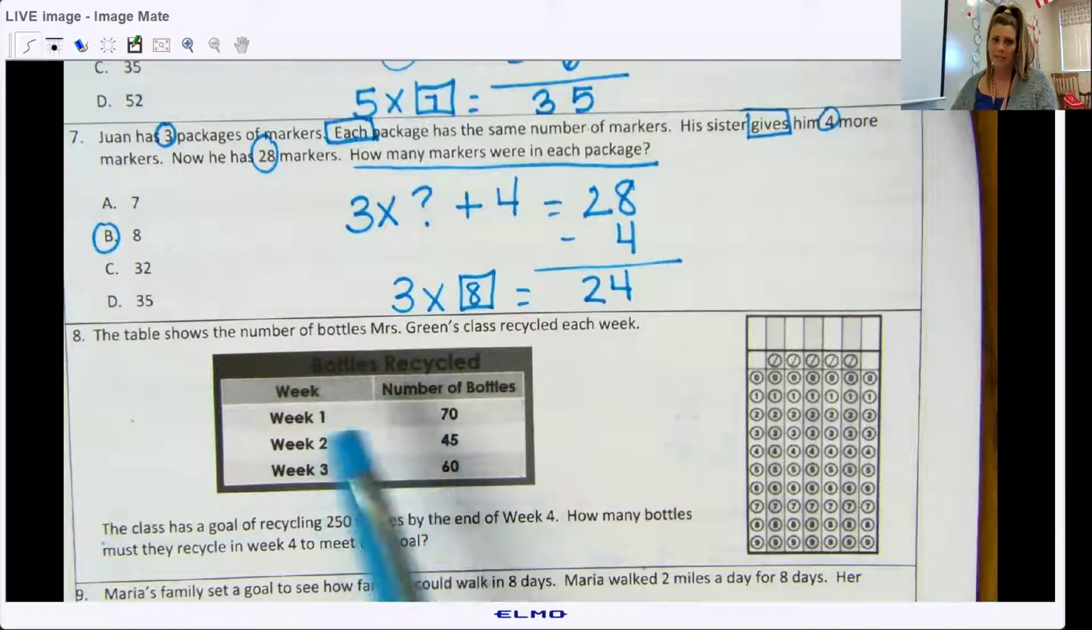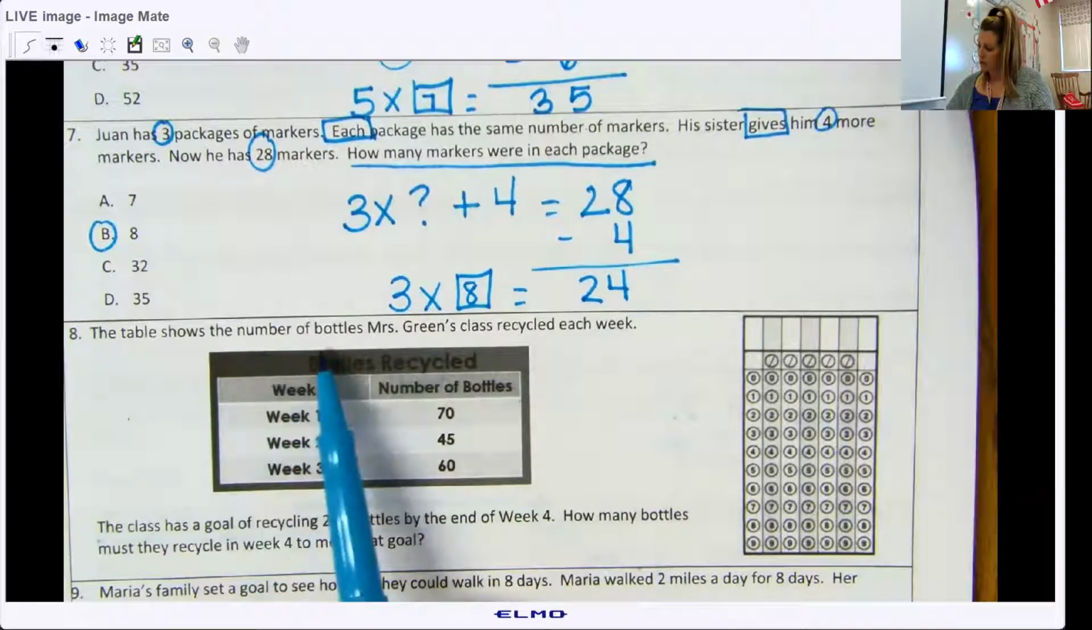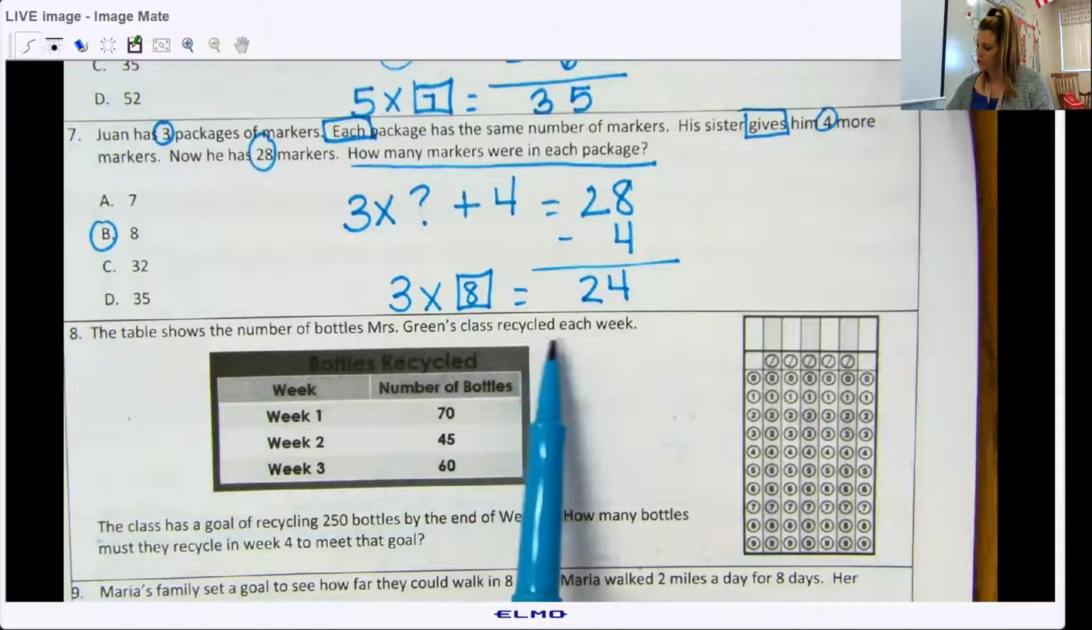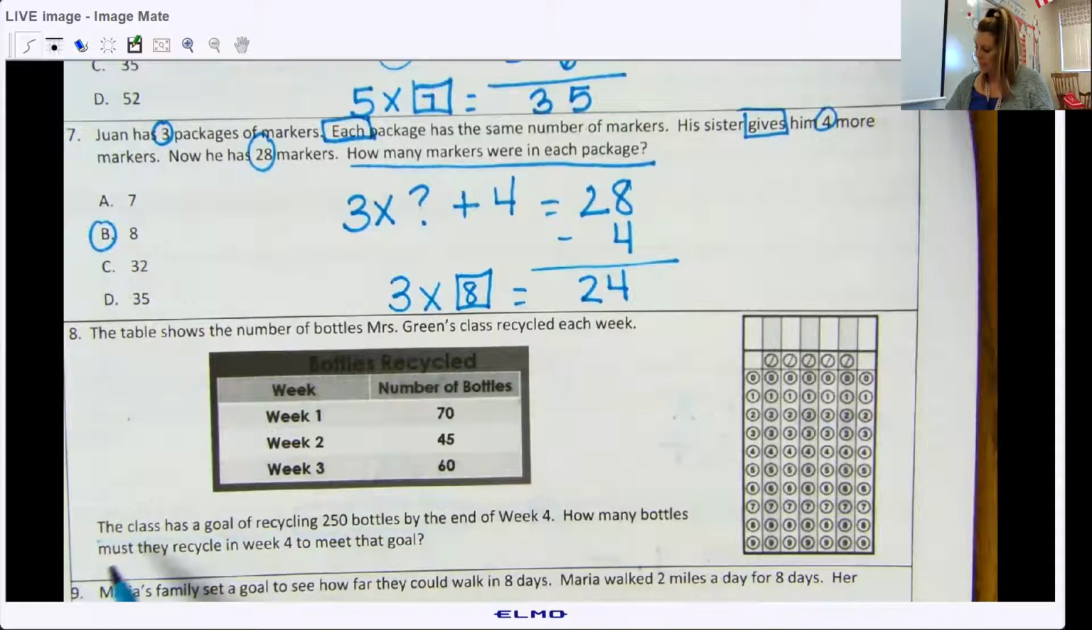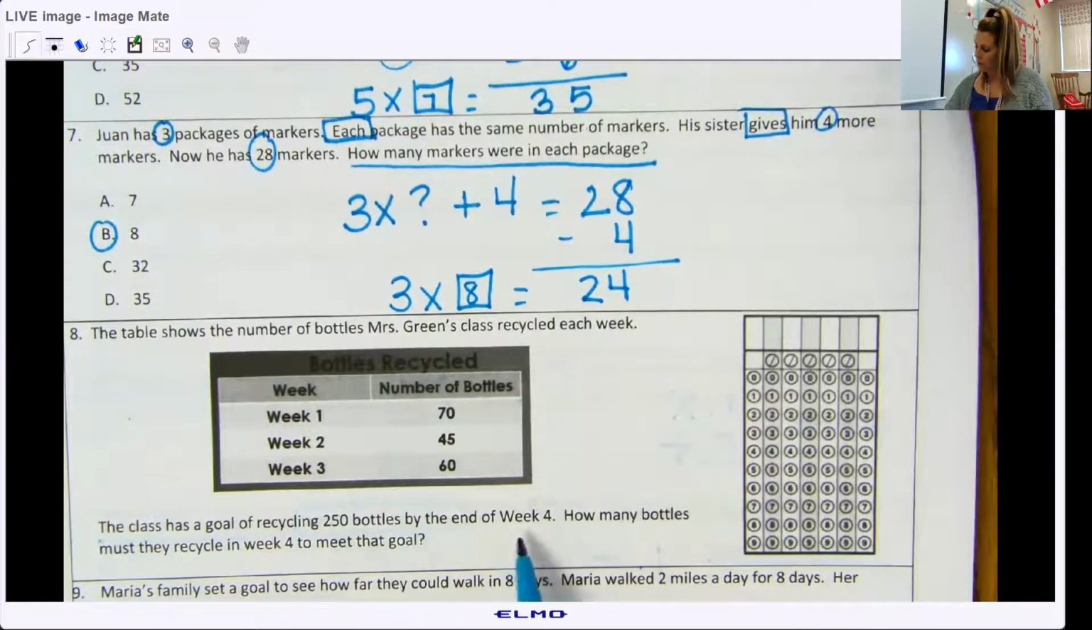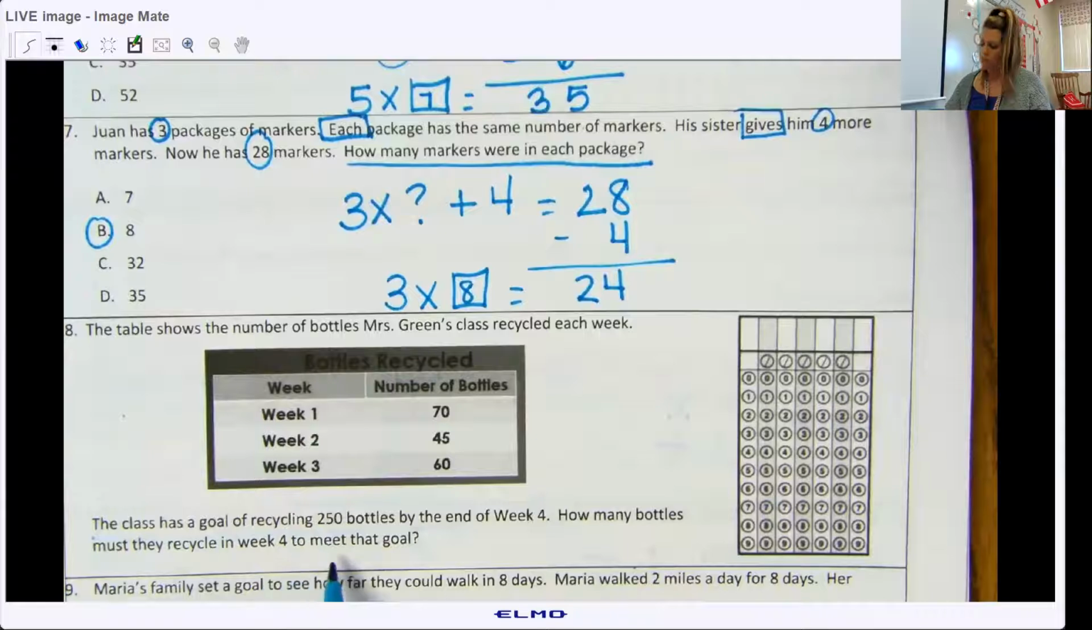Very important. We're paying attention to all the information on the chart, okay? The table shows the number of bottles Mrs. Green's class recycled each week. Okay, so we've got our weeks, we've got our bottles. The class has a goal of recycling 250 bottles by the end of week 4. Do we know week 4? No. How many bottles must they recycle in week 4 to meet that goal? All right, is that a 1-step or a 2-step? That's a 2-step. Go ahead and pause the video, solve it, push play when you're ready.